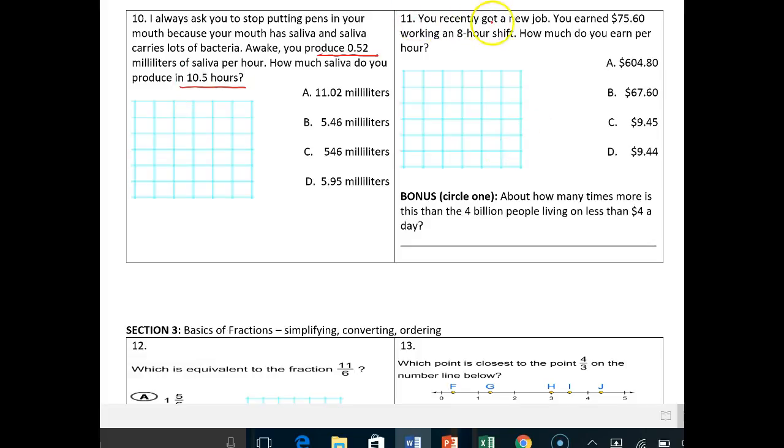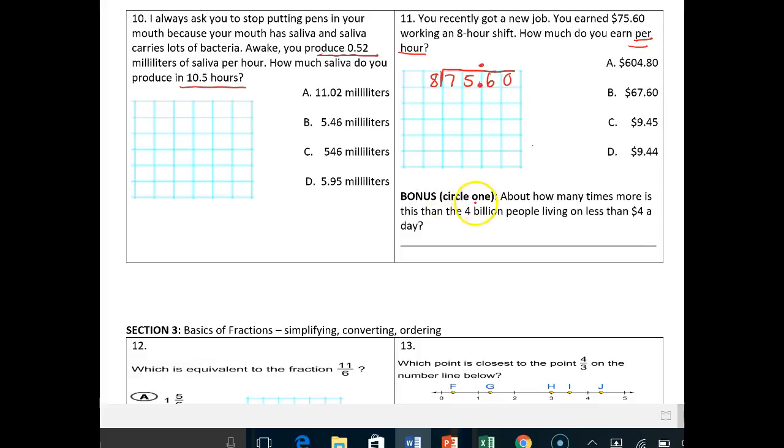Number 11, you recently got a new job. You earned $75.60 working an 8-hour shift. How much do you earn per hour? Okay, so we're going to try and find out the per hour, which is going to be 8 divided into 75.60. Try and figure that out.